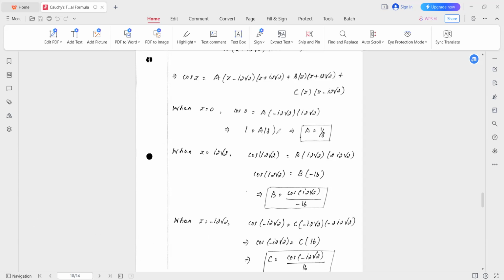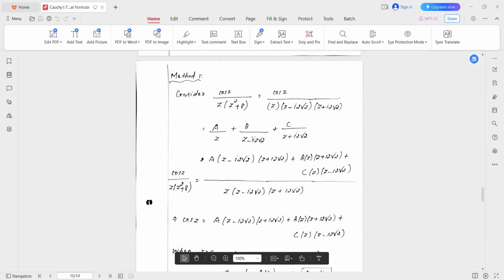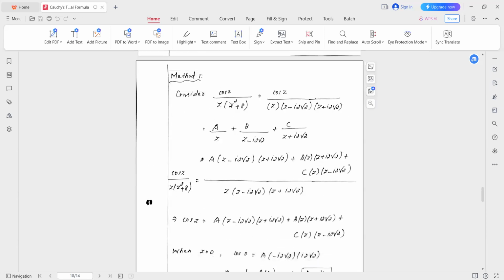So we found the values of A, B and C. Now we are going to substitute the values of A, B and C here. So cos z by z into z square plus 8 is equal to the value of A by z, plus the value of B by z minus i2 root 2, plus the value of C by z plus i2 root 2. Next step is we have to take the integral on both sides.